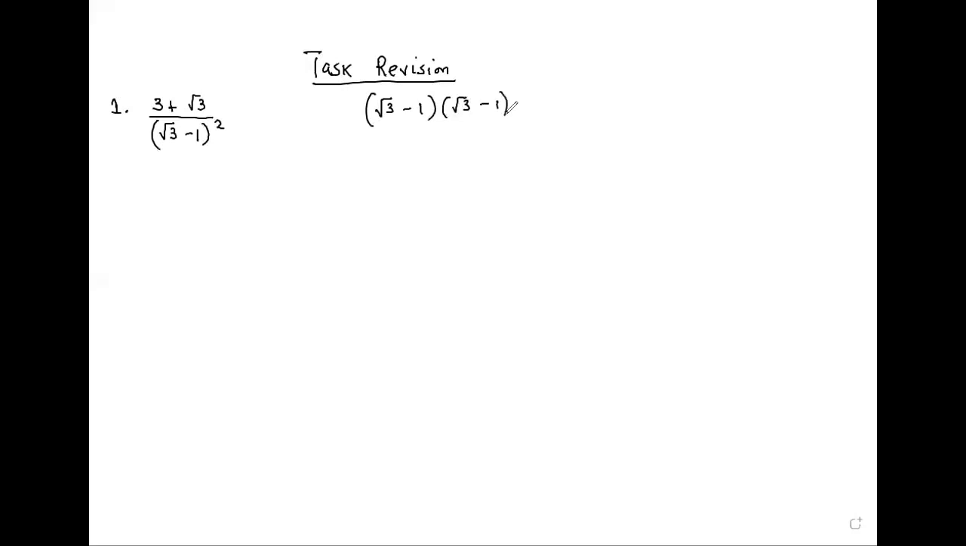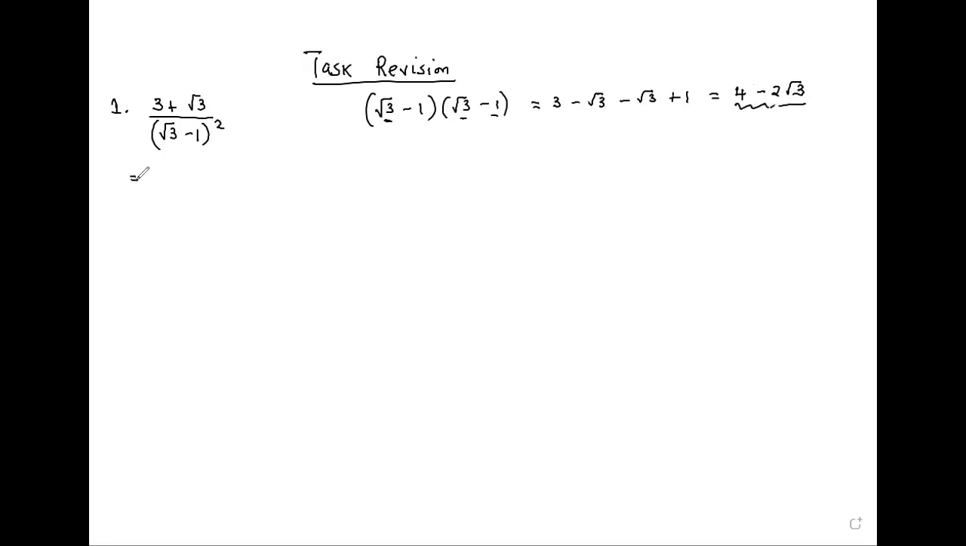Root 3 minus 1, times root 3 minus 1. Root 3 times root 3, property number 1, gives 3. Root 3 times minus 1, we get minus root 3, minus root 3, plus 1. Then 3 plus 1, we get 4 minus 2 root 3. This is our denominator now.